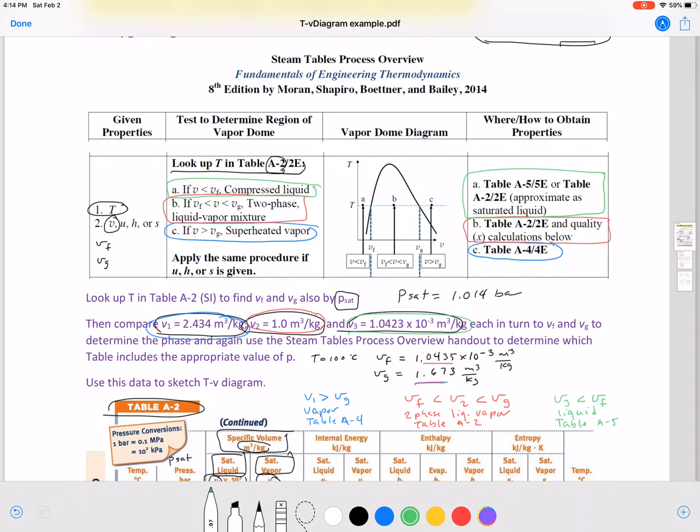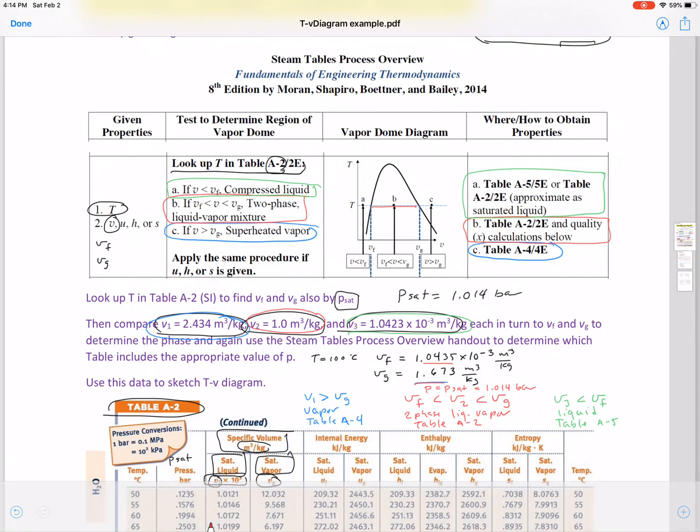So that's what we're going to do right now, and we're going to find all of the pressure values that are associated with this. We already know the pressure value that would be associated with this second one. If we're in this dome range here, inside there, then our pressure is going to equal PSAT. We know that because in the dome, the temperature and the pressure are the same. So we know this is 1.014 bar. But we can find quality, and we could find our other state properties by using the table.